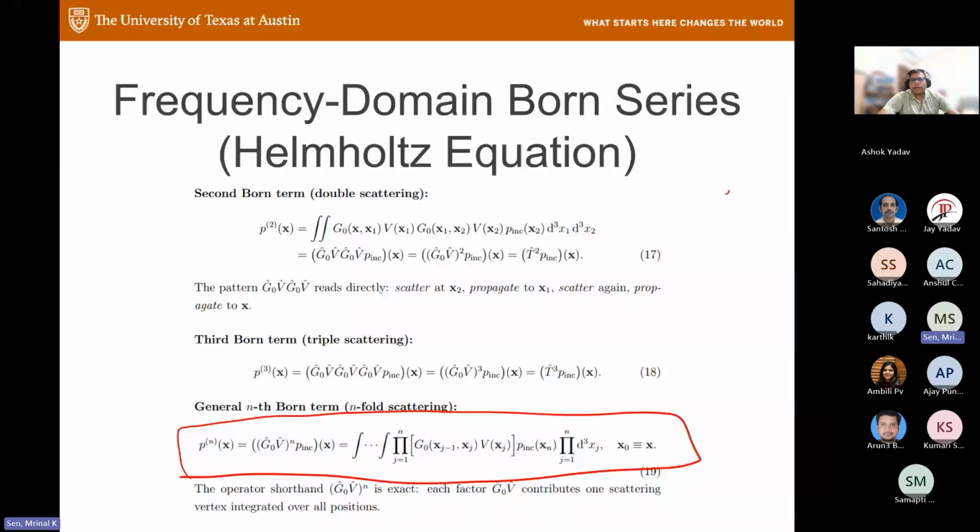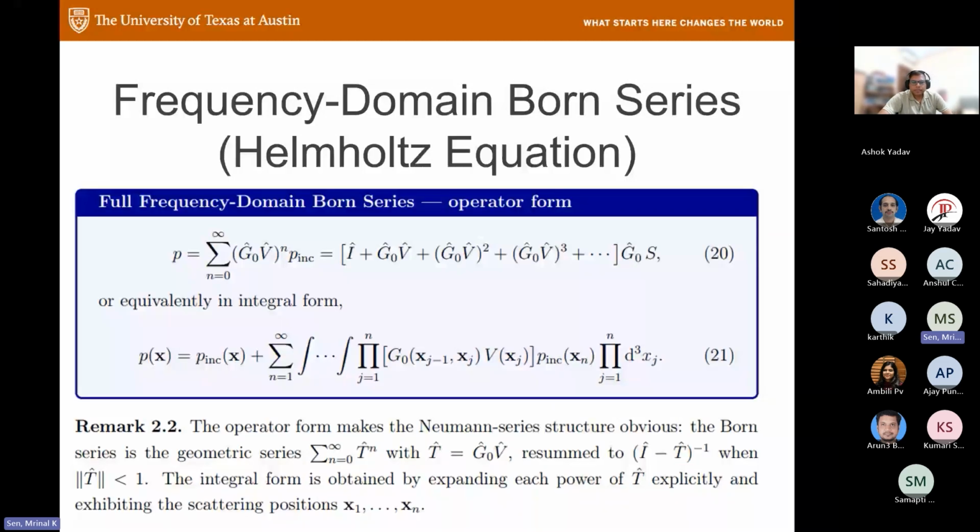So then in the frequency domain, you can simply write it like this, that P equals P incident plus, and these are all convolution integrals, G, V, and P. So you can write this as G naught V, G naught V, G naught V, G naught V, G naught V, and so on. So this G naught is the background and V is your perturbation or scattering potential. So once you know the background, you can use this series to compute the full response.